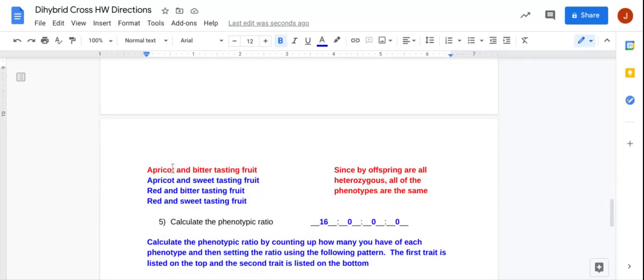I can have an apricot and bitter tasting fruit, which is homozygous dominant for both, the dominant phenotype for both. I can have a dominant color with the recessive taste. Or I can have the recessive color with the dominant taste. And the last possible combination would be recessive for both, so the recessive color and the recessive taste.